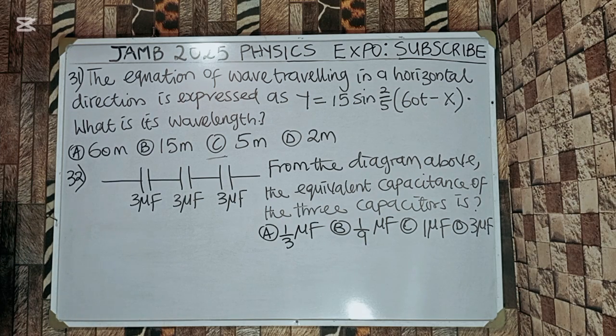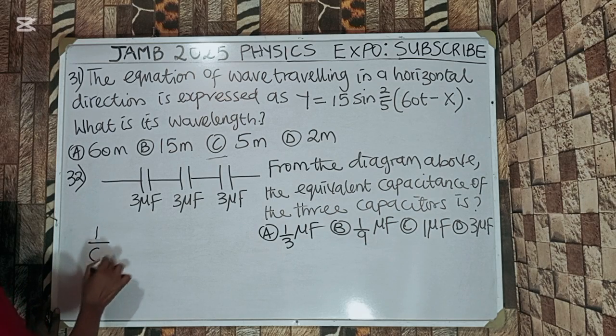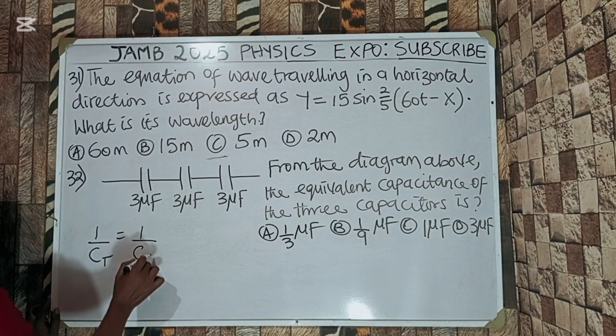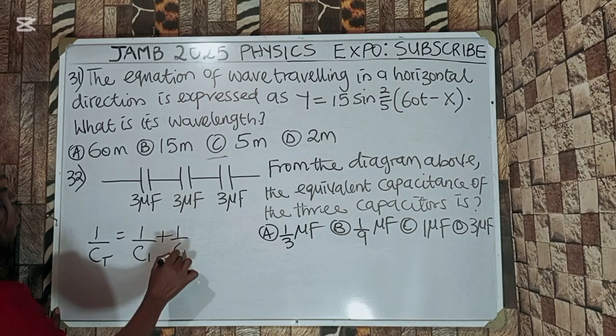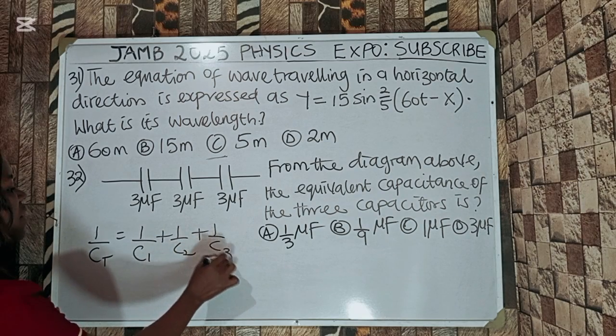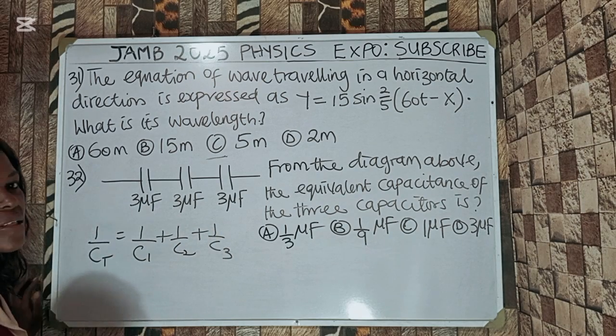Option B, 1 over 9 microfarad. Option C, 1 microfarad. Option D, 3 microfarad. Effective capacitance: 1 over C total is equal to 1 over C1 plus 1 over C2 plus 1 over C3, because they are connected in series.